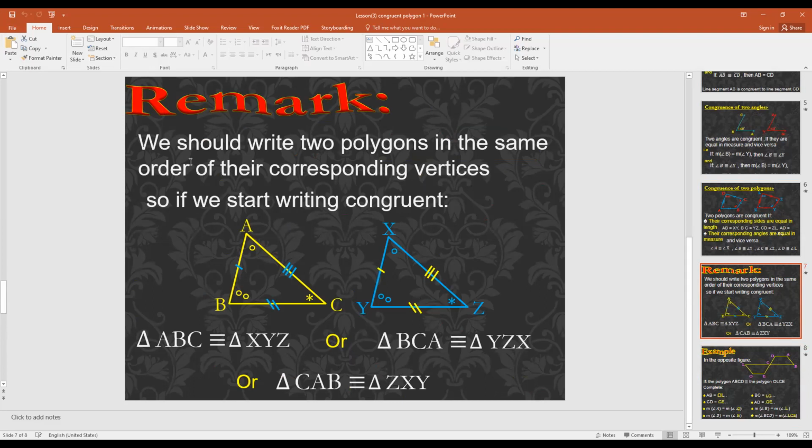In the next session, we will complete the congruence and we will take the congruence of the two triangles.